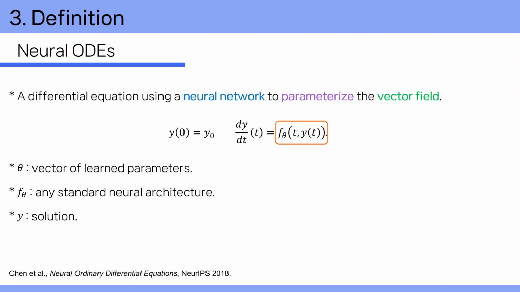So, what are neural ordinary differential equations? In NeurODEs, we represent the vector field using a neural network. To get our model's output, we start from the initial value y0 and solve this differential equation by integrating the neural vector fields over time until the final time step.